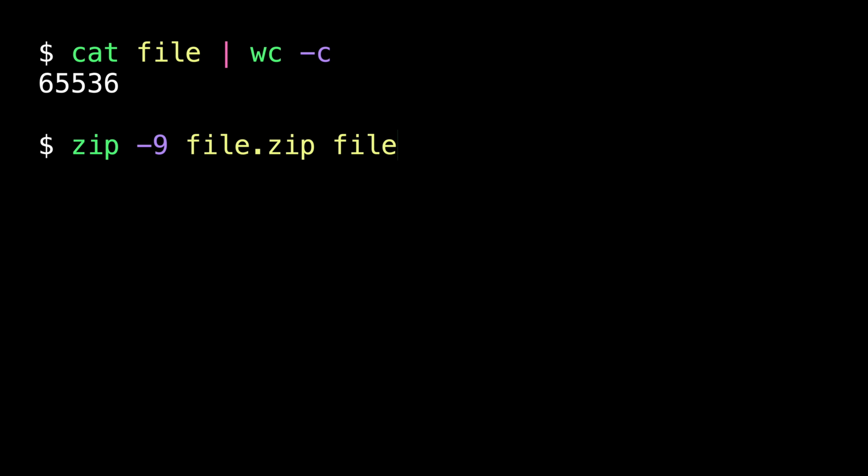Let's start with a simple experiment. I have a file with 64 kilobytes of data. Watch what happens when I compress it using the zip format. Wait, what? The compressed file is actually larger than the original? Well, this video is going to explain something that seems impossible.